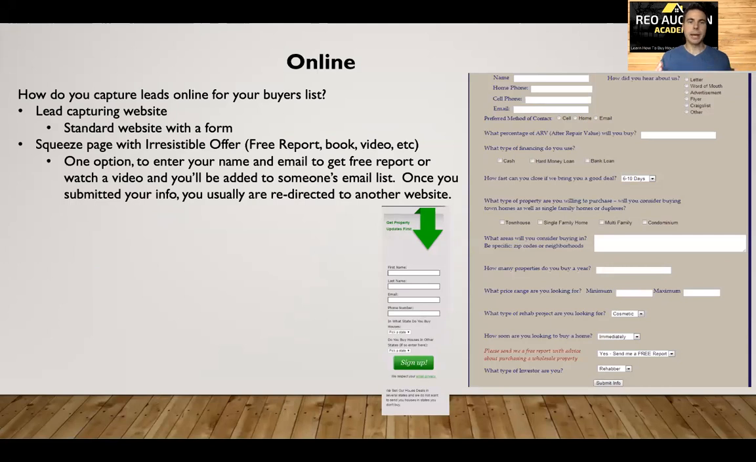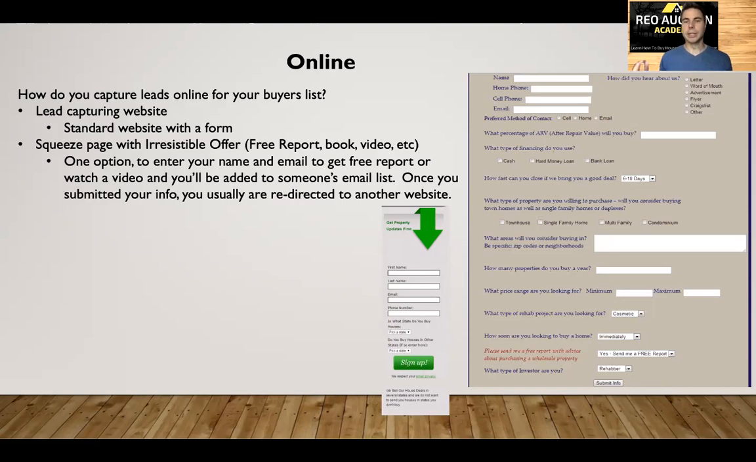A lead capturing website could be a standard website that you currently have, with a new page or tab added to it that has one of these two forms here. You could have a short form or a long form that asks a bunch of questions. When I was doing it just in the Philadelphia market years ago, I had a more detailed list, since I had a lot more buyers, but not all of them bought throughout the city of Philadelphia or the suburbs. So it got to know folks more.